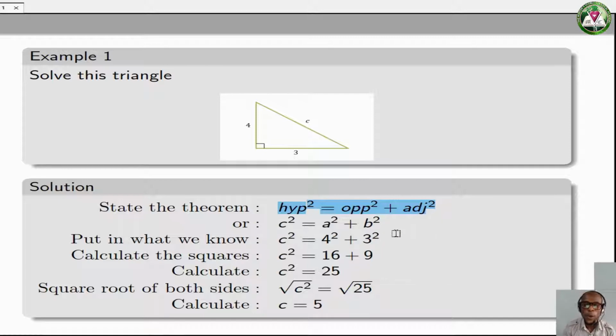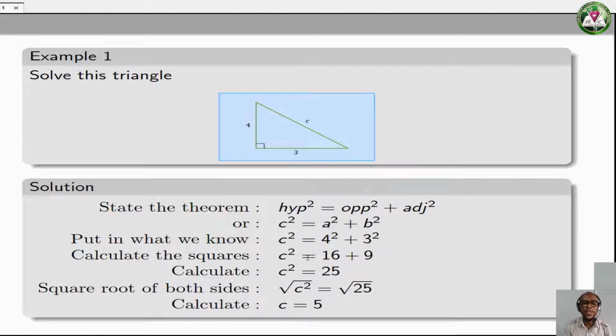So if we are to compare our triangle with the Pythagoras theorem, then consider the hypotenuse here is C, so we write it as C squared. We are putting in what we know. So the hypotenuse squared equals C squared. And then moving to the opposite, the opposite there is 4. So the opposite squared will now be 4 squared plus the adjacent squared. Our adjacent there is what? 3. So we replace it as 3 squared.